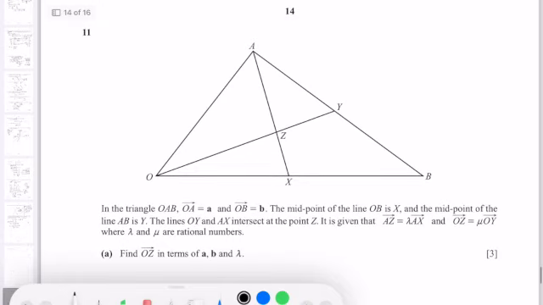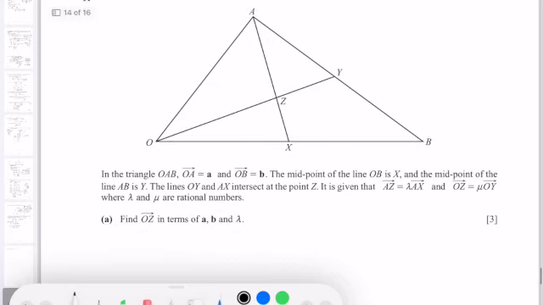Now question 11. Now let us solve this. It is from vectors. First of all, OA is a. If you write with colorful things, it looks great. And then b. AZ equals lambda AX. And the midpoint of OB is X.